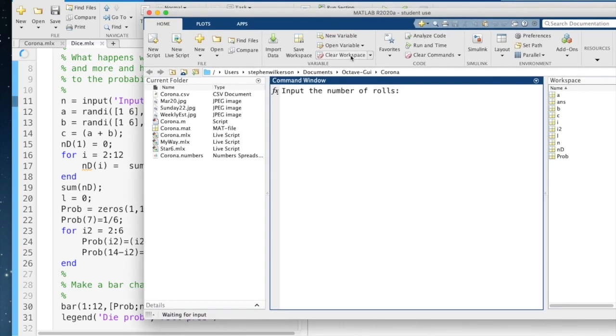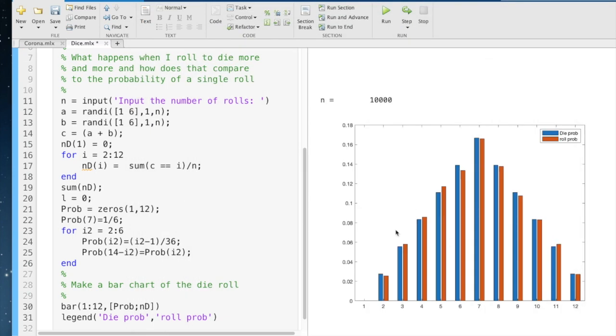Let's do 10,000, just out of curiosity. It's 10,000. Okay, so 10,000 die rolls, still very close to the normal distribution you would expect.